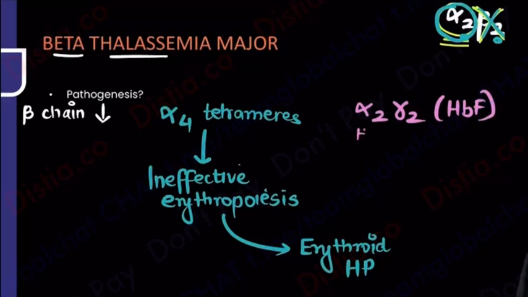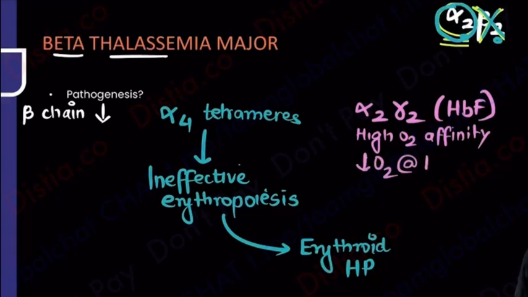Doesn't fetal hemoglobin have a very high oxygen affinity? It is going to keep all the oxygen to itself. Will it let any oxygen go to the tissues? Is there going to be a decrease in oxygen at the tissue levels? Yes, there will be a decrease in oxygen at the tissue level.